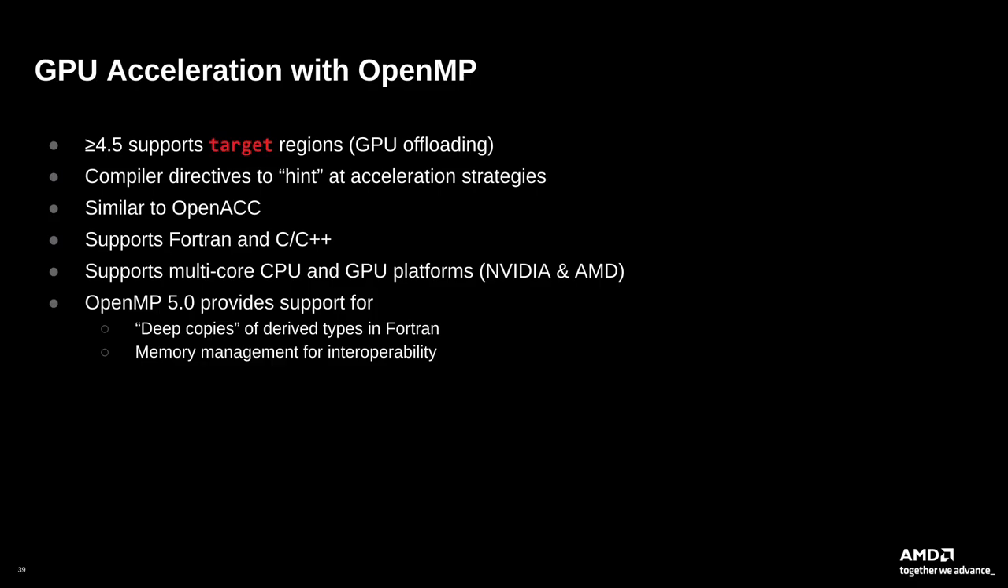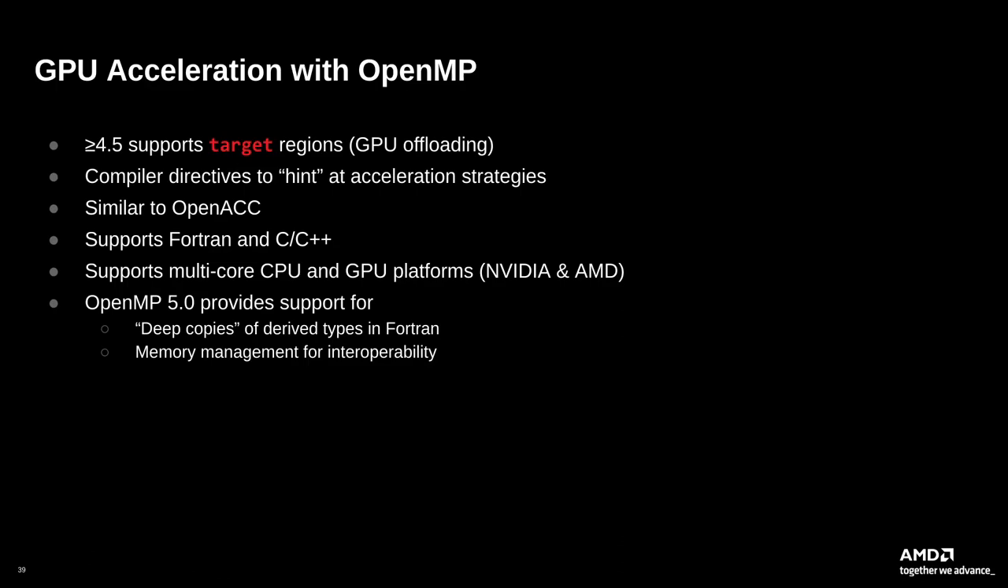Now, the nice thing about directive-based approaches like OpenMP or OpenACC is that there are a lot fewer changes to your code that need to be made. And since the changes are hidden inside of comments, you can easily keep these from impacting your CPU side code. There is support for both Fortran as well as C and C++, and you can build your code for multi-core CPU as well as multiple GPU platforms, all with the same set of directives.